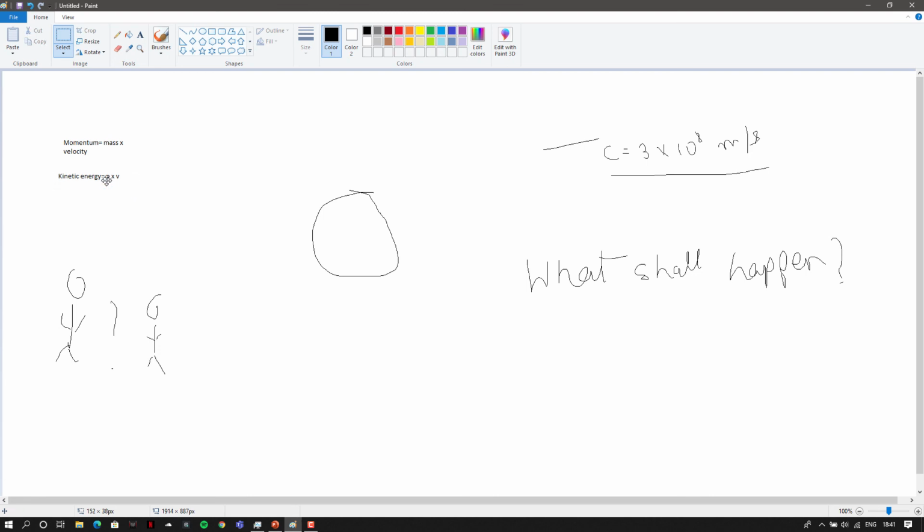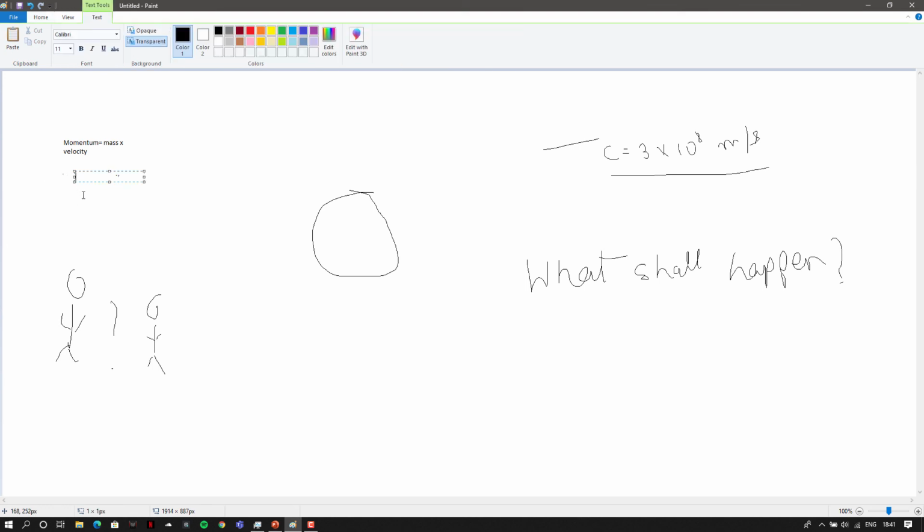Can I correct this? I'll just delete it and write it properly. Kinetic energy is equal to half of momentum into velocity. A very simple thing.